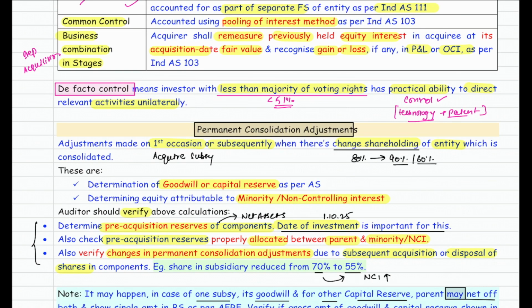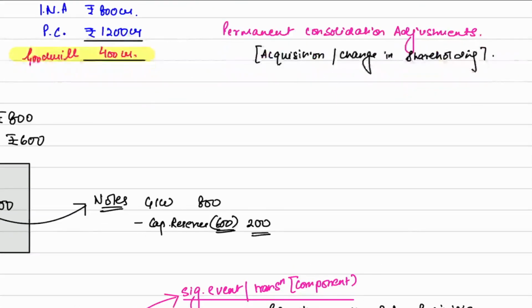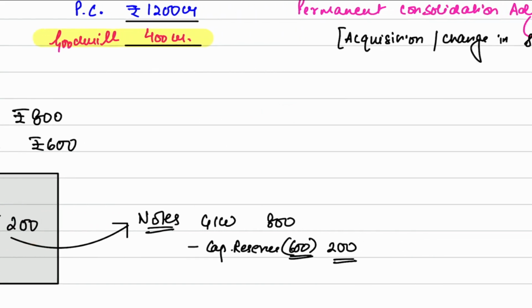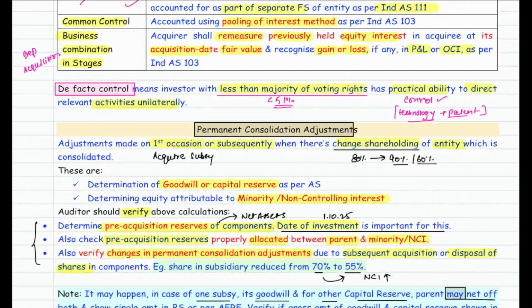Okay, sir. Then we understood another concept. Sir, what was the concept? Let's say there is a goodwill of 800 for one subsidiary and a capital reserve of 600 for another subsidiary. Can I show a net of 200? Yes, you can show a net goodwill of 200 in the balance sheet. But in the notes to accounts, you need to show that there is a goodwill of 800 and a capital reserve of 600, and the net balance of 200 will be shown. Okay, sir. So with this, permanent consolidation adjustments are done.